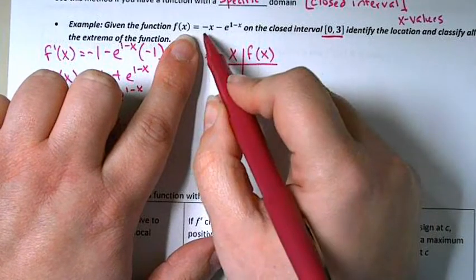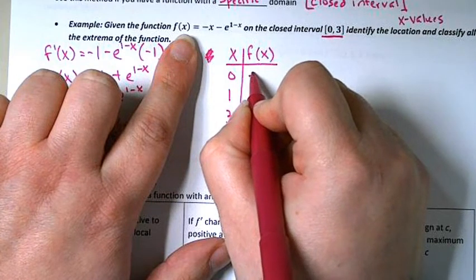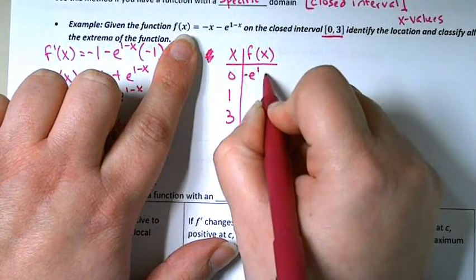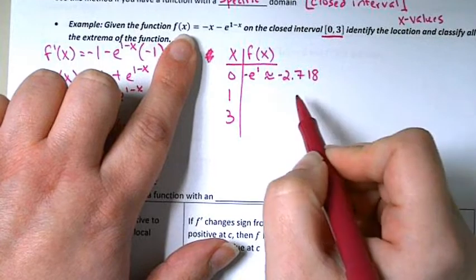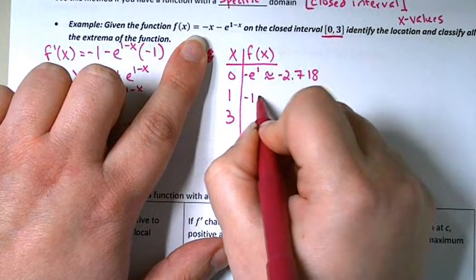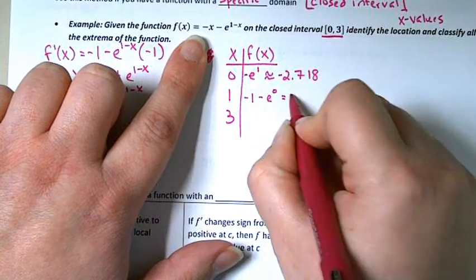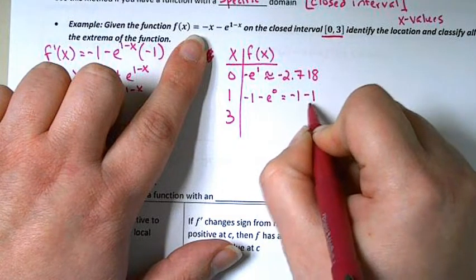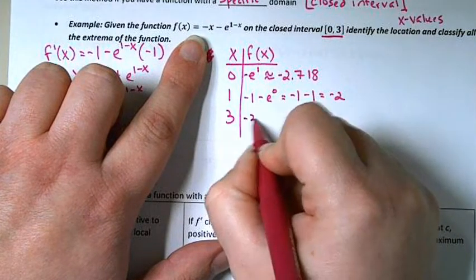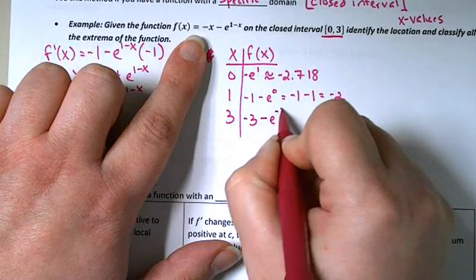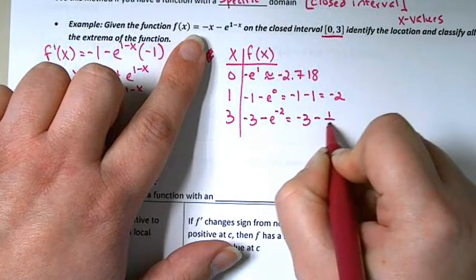So if we plug in 0, we'd have 0 minus e to the 1 minus 0. So we know that that is going to be negative e to the first, which is approximately negative 2.718. If we plug in 1, we'd have negative 1 minus e to the 1 minus 1, which is 0. E to the 0 we know is 1, so we get negative 1 minus 1, which is negative 2. And then if we plug in 3, we'd have negative 3 minus e to the negative 2, and I'm going to rewrite that as negative 3 minus 1 over e to the second power.